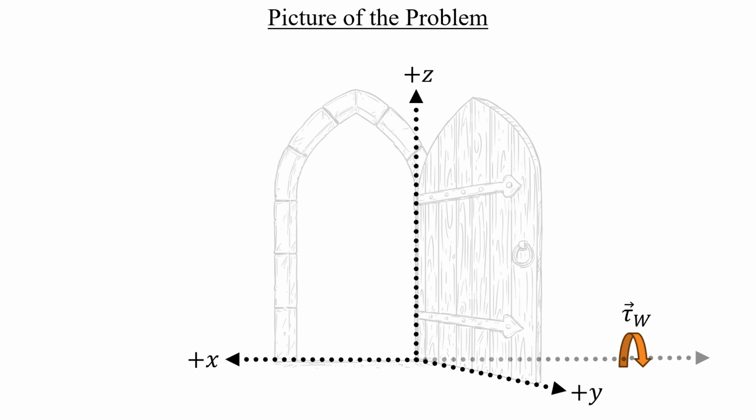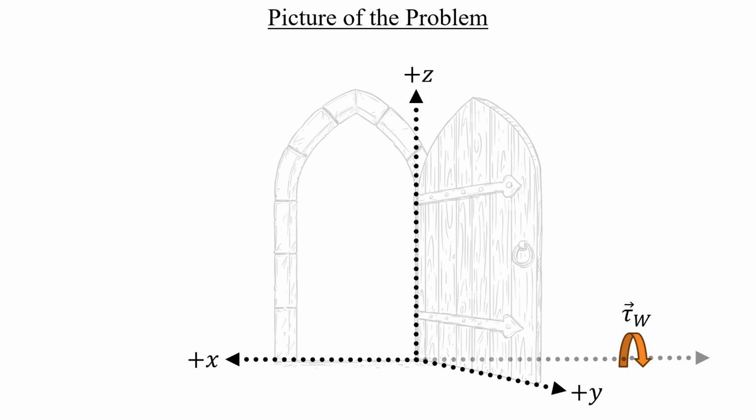counterclockwise about the x-axis. And that motion can't close the door. We need to rotate it about the z-axis to make that happen. So this concludes our proof that the weight vector is the wrong force to use here.